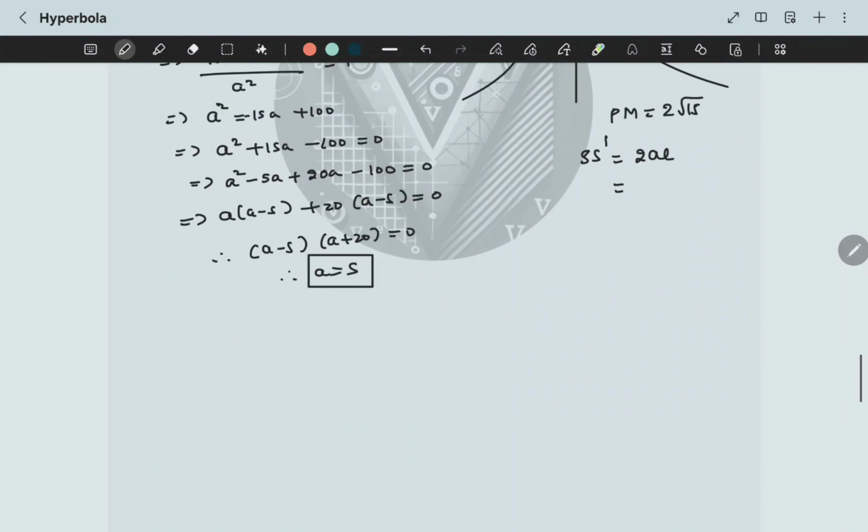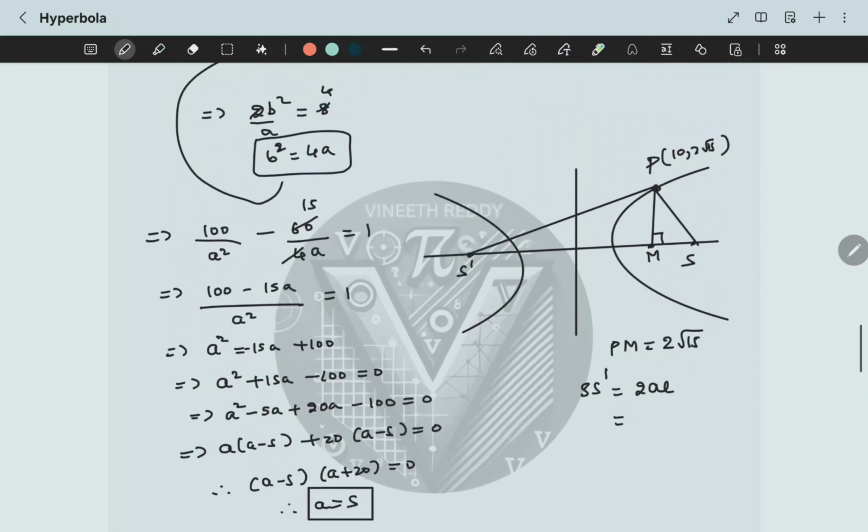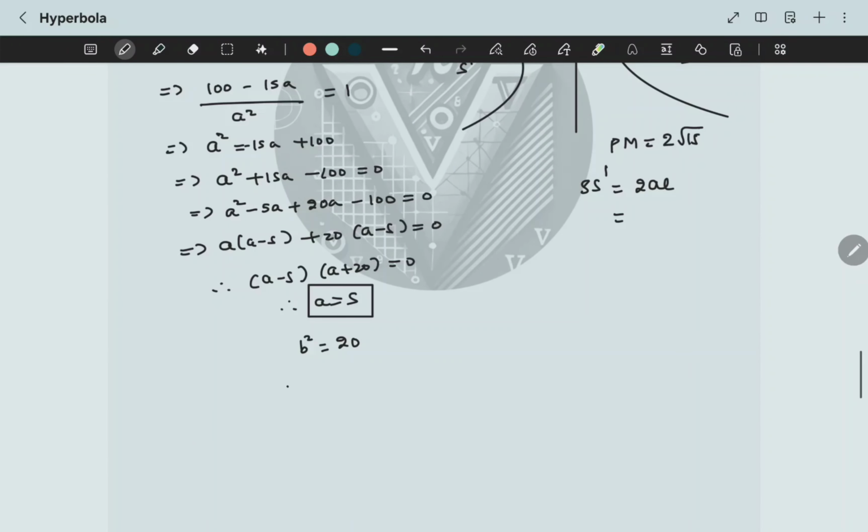Since A is 5, B square will be 4 into A, right? So it should be 4 into 5, that is 20. So E will be under root 1 plus B square divided by A square. It should be under root 1 plus 20 divided by 25. It should be under root 45 divided by 25. It should be 9. So this should be 3 divided by root 5.